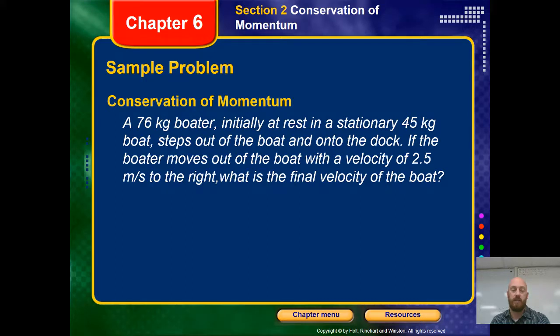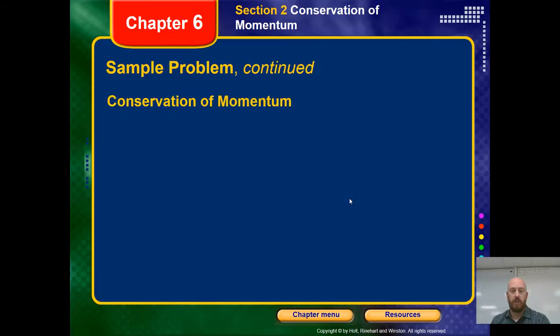Sample problem. Take a second to copy down your variables. So you have an initial mass of the boater and an initial mass of the boat. If the boater steps out of the boat and onto the dock, and that boater is moving at a final velocity of 2.5 to the right, what is the final velocity of the boat?